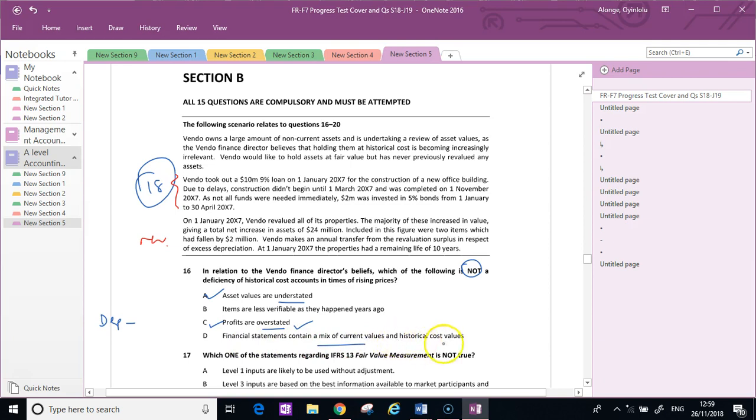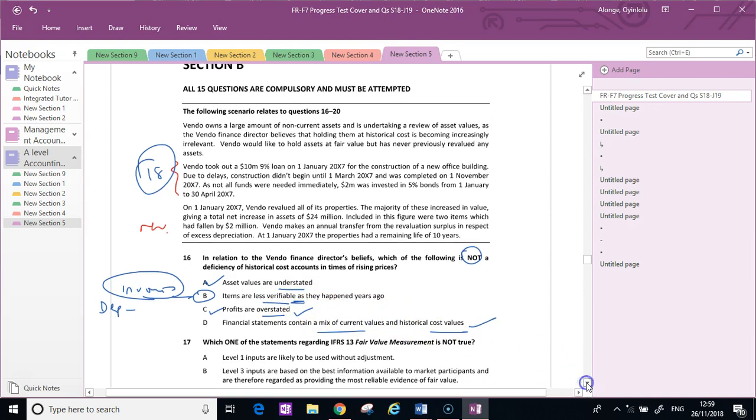Financial statements do contain a mix, of course, of current and historical, because you have current assets going on and a mixture. Well, less verifiable, no, because we can see what they originally cost. So actually, they're probably a bit more true in terms of we can see the invoices where we actually paid for these things. So the answer is B. B is not a deficiency. They are actually just as verifiable. Can we check what they actually were? So the answer is B there.